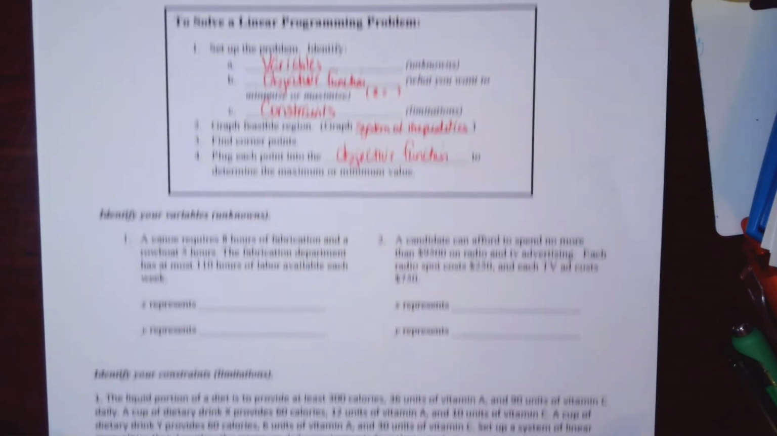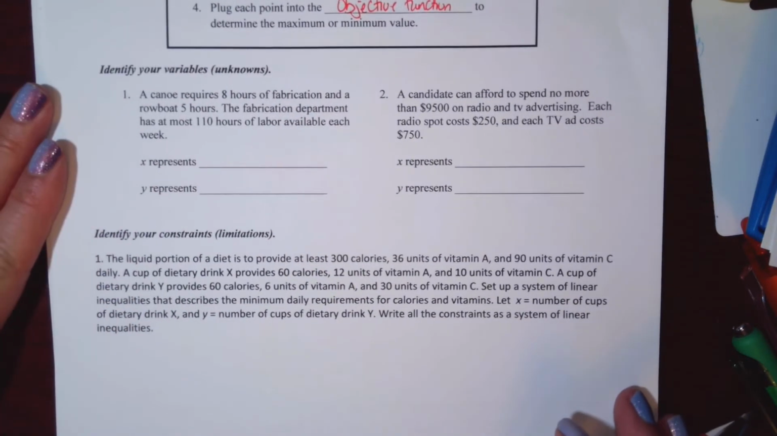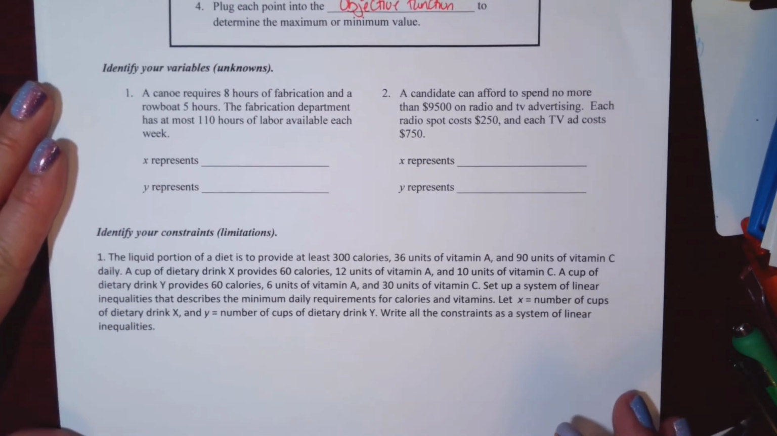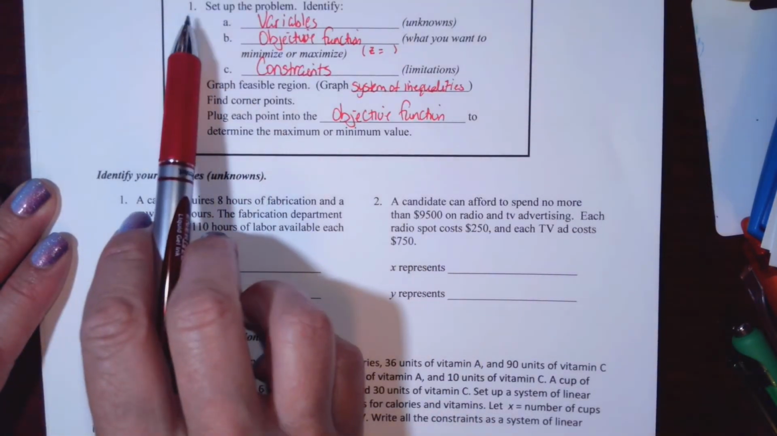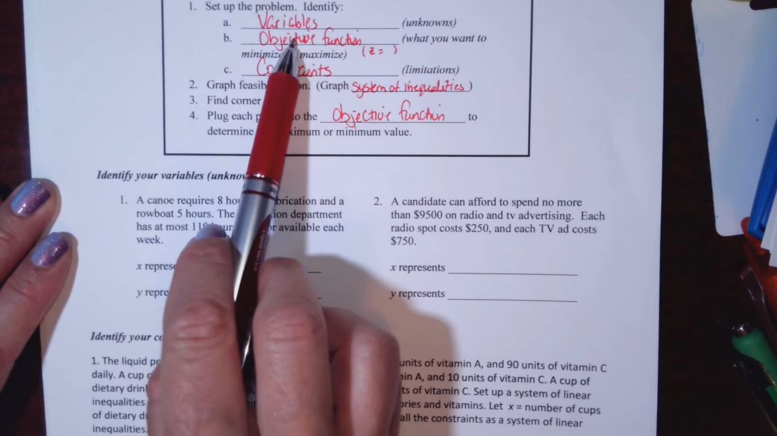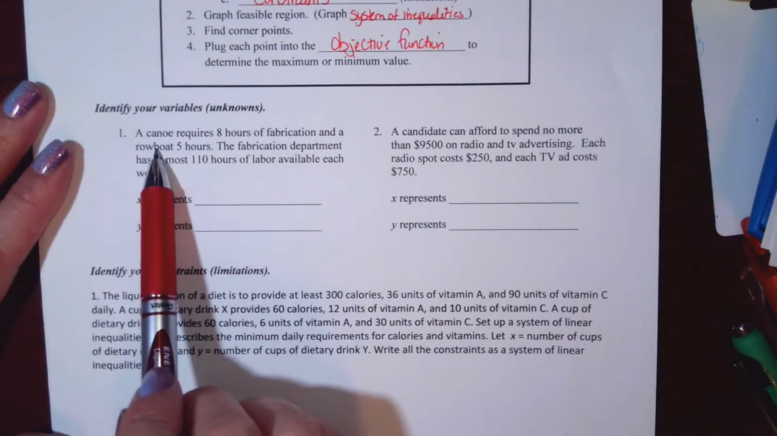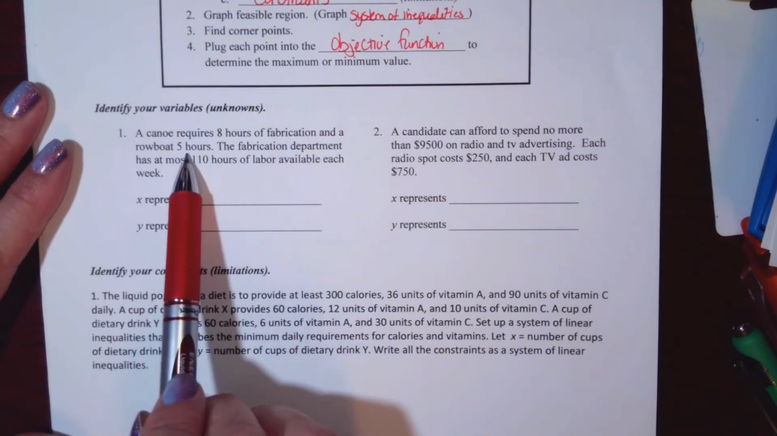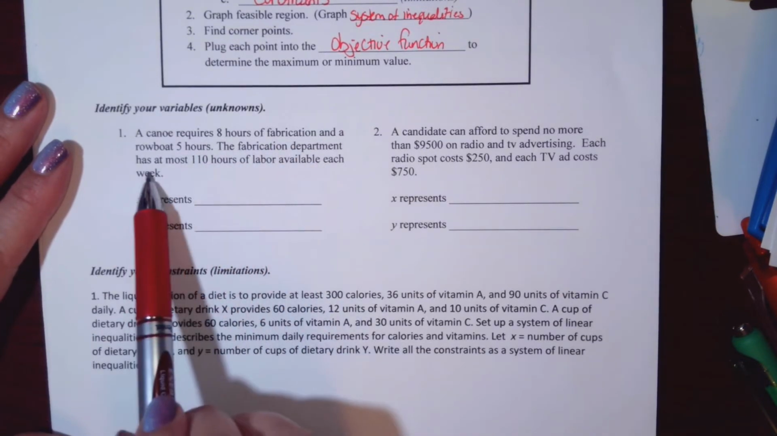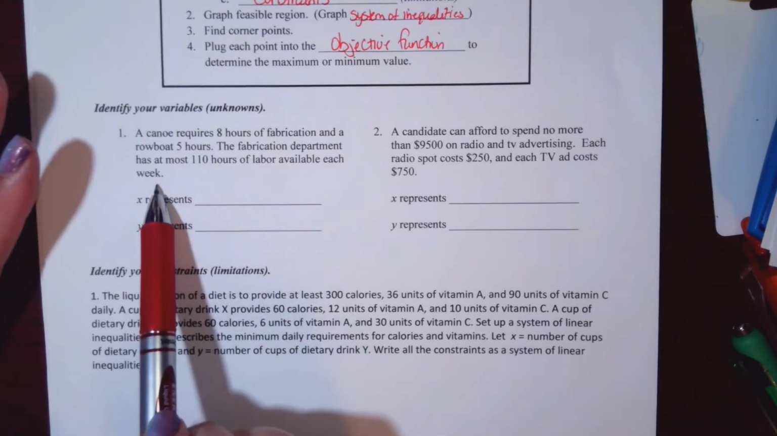Okay, so we're going to walk through the parts of this that we haven't done yet piece by piece. Our first step, 1A, is to identify our variables. So let's do that for these two problems. A canoe requires 8 hours of fabrication and a rowboat 5 hours. The fabrication department has at most 110 hours of labor available each week.